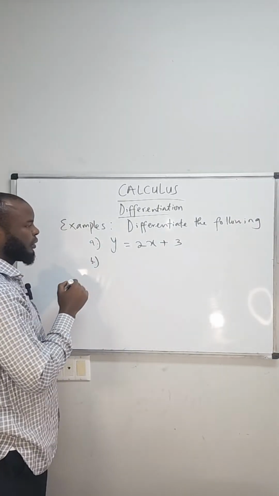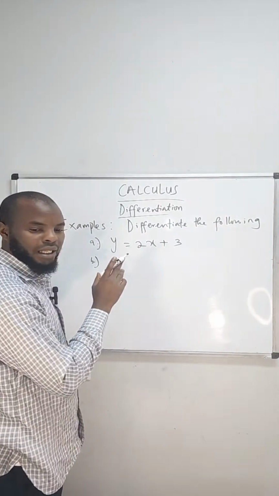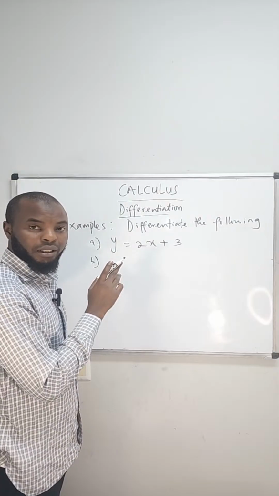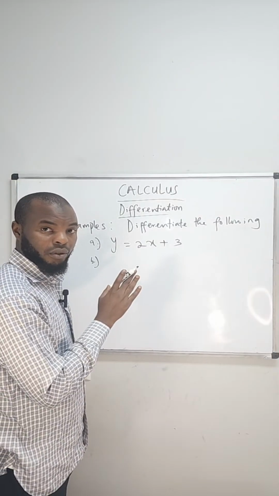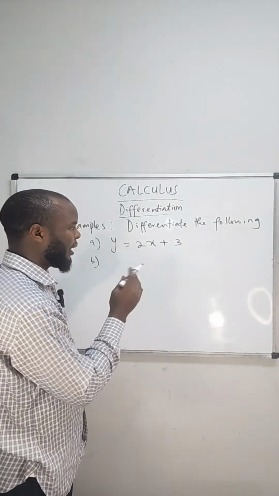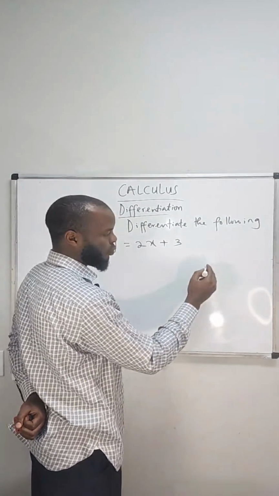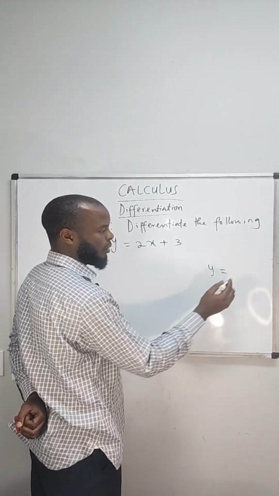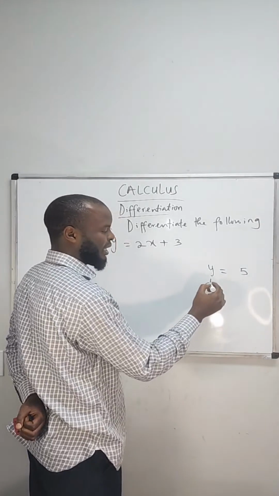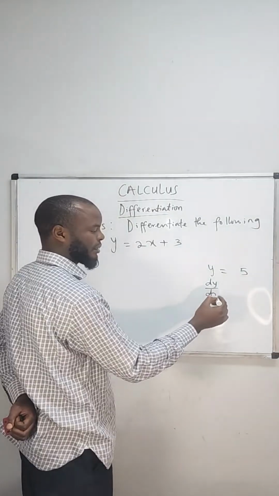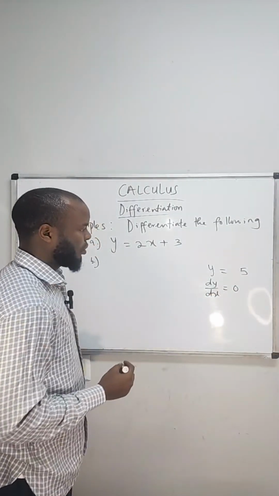B, also, I forgot to mention, if you are differentiating a constant, it is 0. The derivative of a constant is 0. Why? For example, we have y equals 5, and I'm telling you that dy/dx is 0.